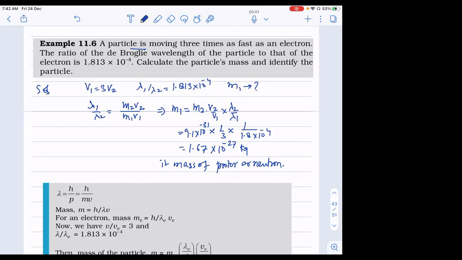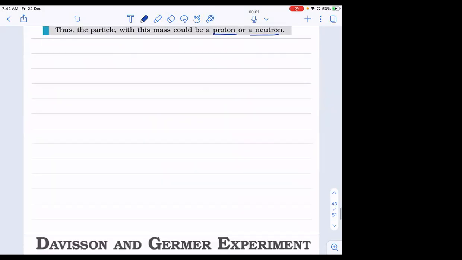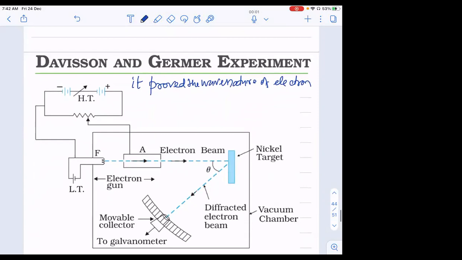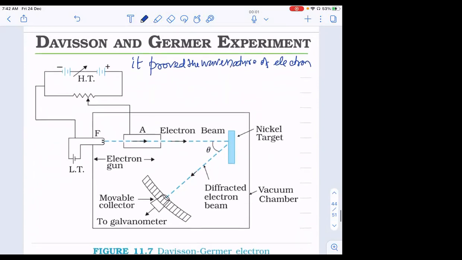Question number 6, then solid example of chapter 11. This experiment is deleted in the course. Last experiment था ये Davisson and Germer experiment. So just I am telling you कि what did this prove? This experiment proved the wave nature of electron. उन्होंने wave nature electron को prove करके दिखाया.